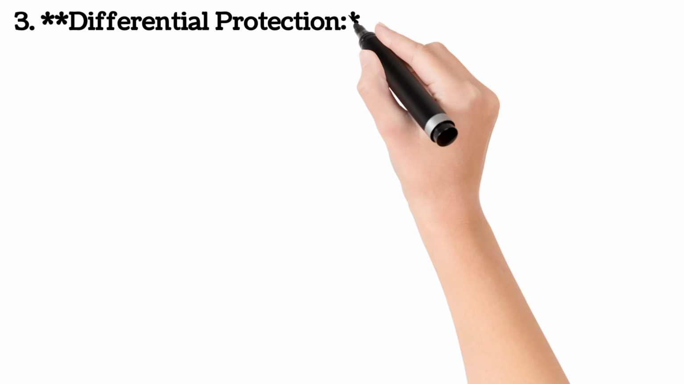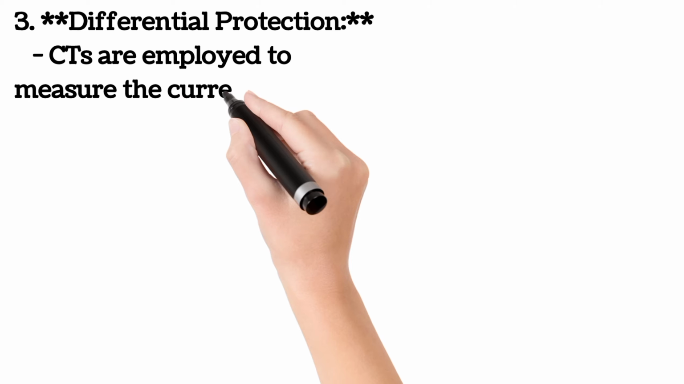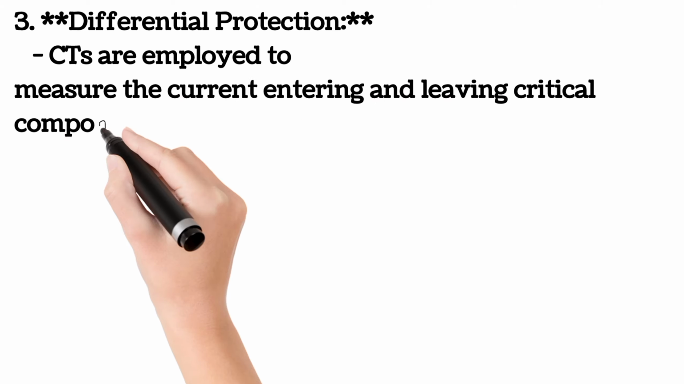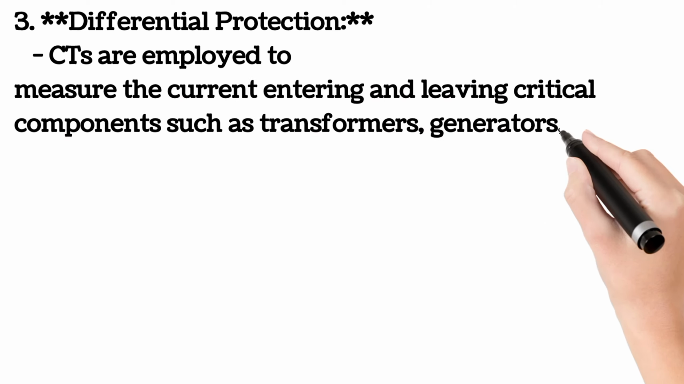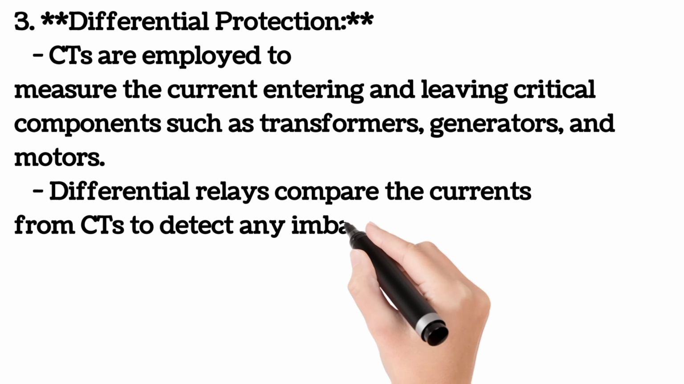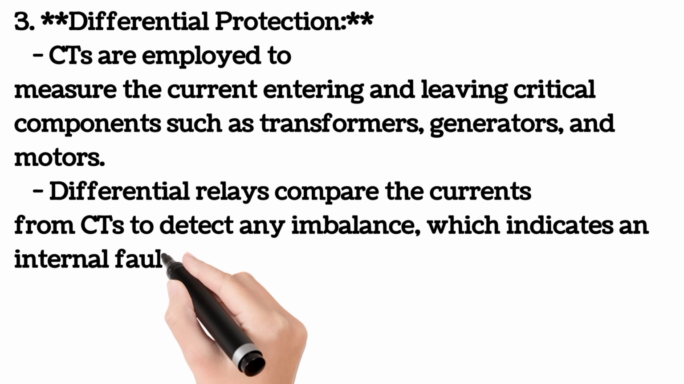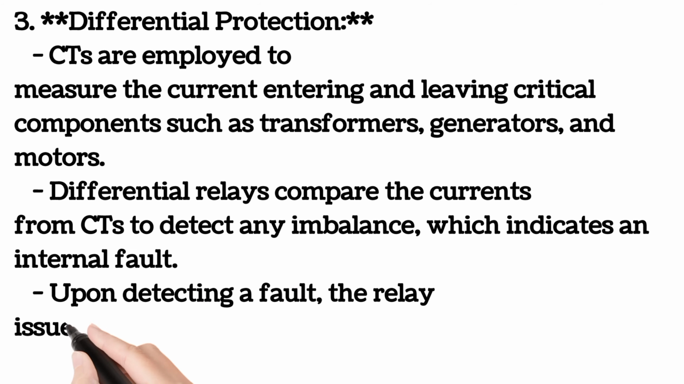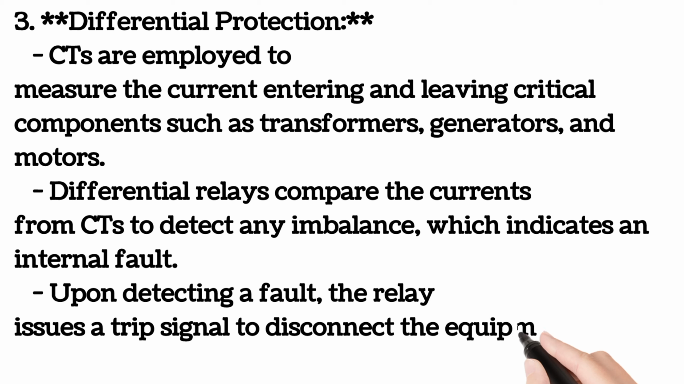3. Differential protection. CTs are employed to measure the current entering and leaving critical components such as transformers, generators, and motors. Differential relays compare the currents from CTs to detect any imbalance, which indicates an internal fault. Upon detecting a fault, the relay issues a trip signal to disconnect the equipment from the system.